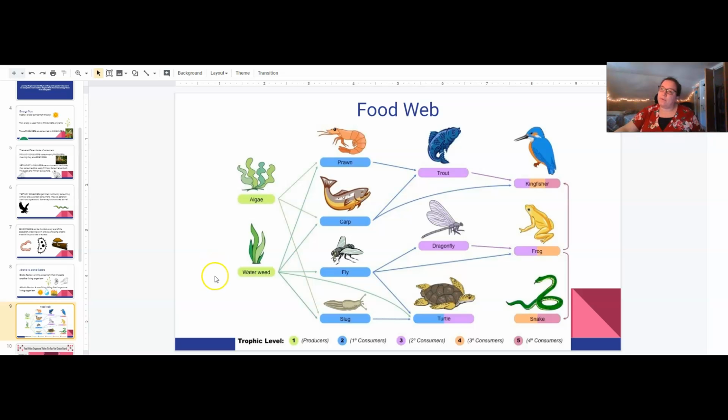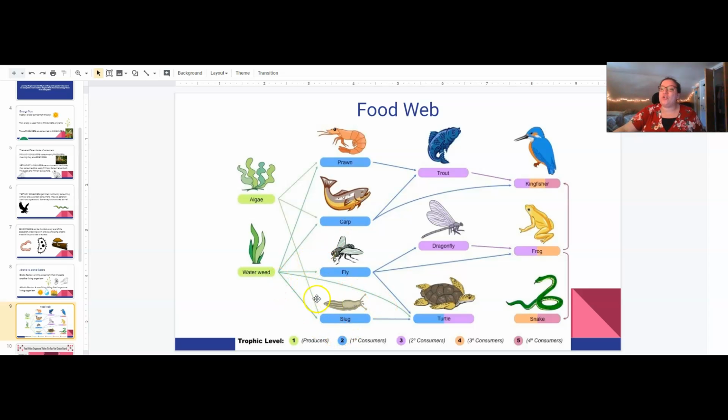Finally, let's look at a food web together. You can see down here where it says trophic level. We'll talk more about that next class. These two, algae and waterweed, are producers, and they're eaten or consumed by their primary, or number one, consumers, all the things in blue.